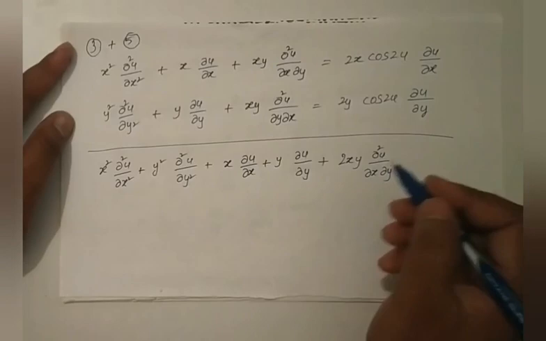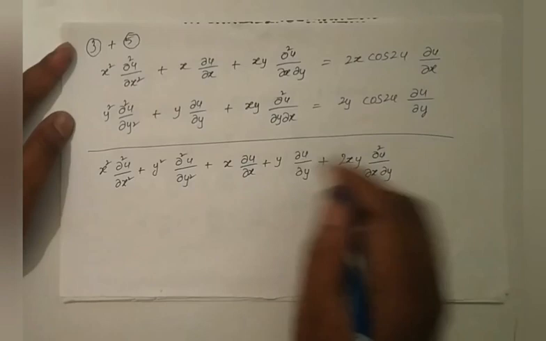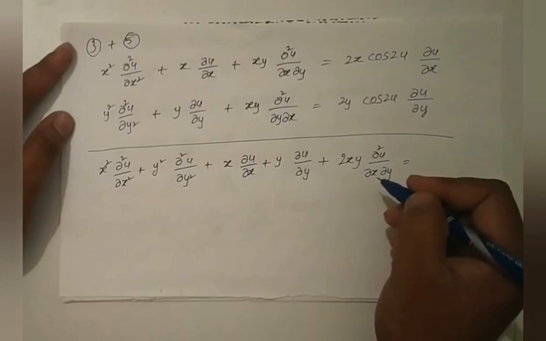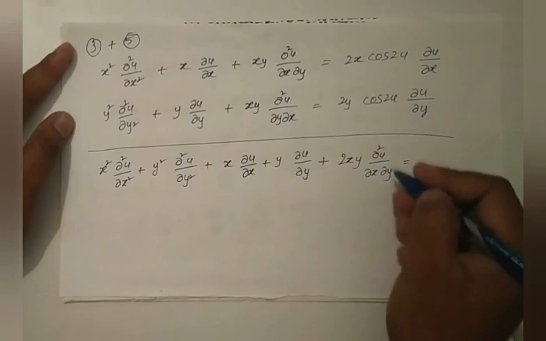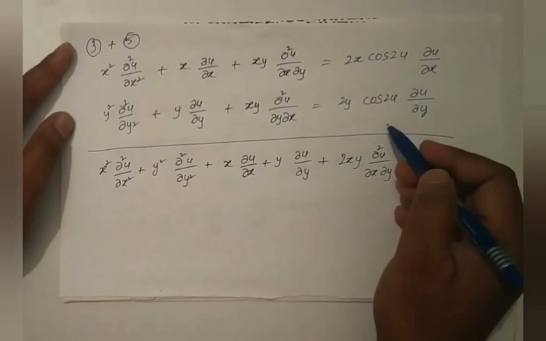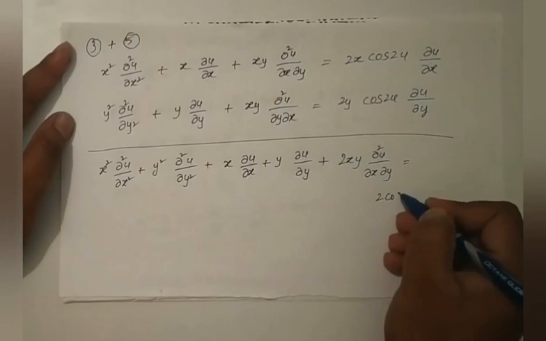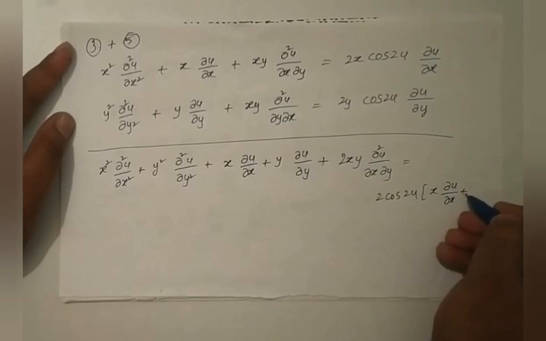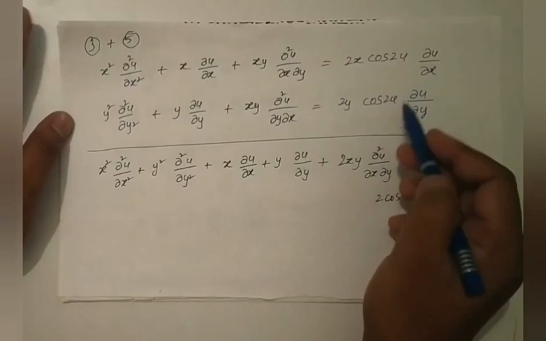Okay, write down directly, no problem here. So uxy is equal to uyx. Plus xy uxy is nothing but 2xy uxy. Write down directly, no problem. So here, 2x cos 2u ∂u/∂x plus 2y cos 2u ∂u/∂y is nothing but 2 cos 2u of x ∂u/∂x plus y ∂u/∂y. So first we have to add, after that take 2 cos 2u as a common factor.